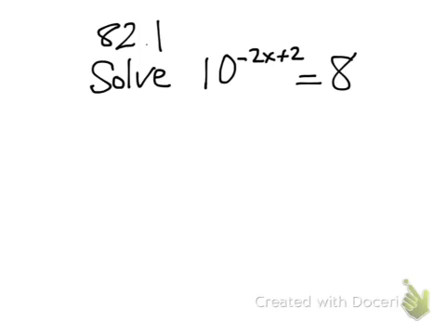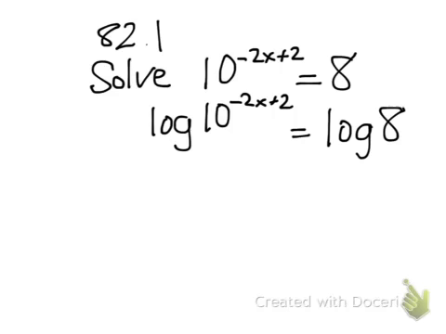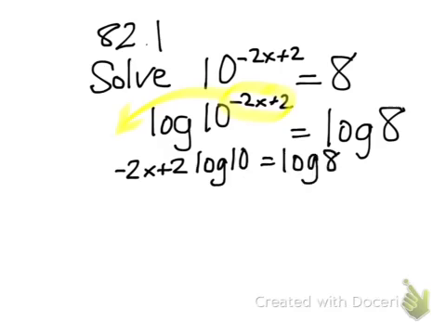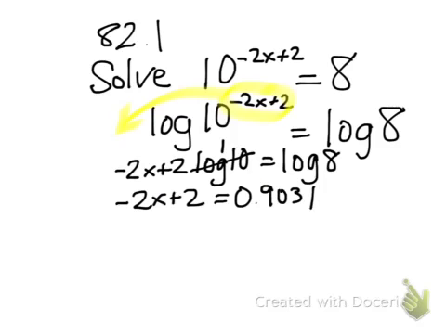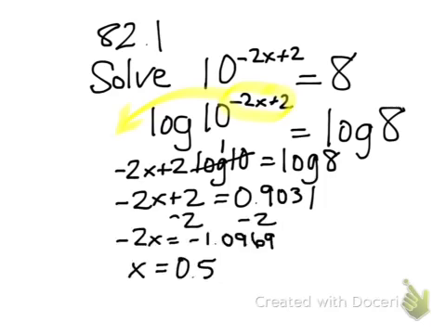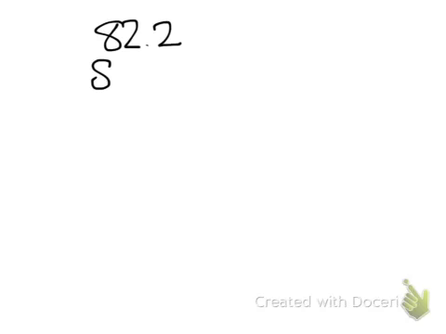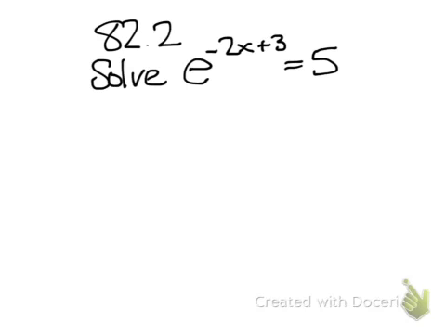Solve this problem. So the very first step is we're going to take the log of both sides. That power moves to the front, so we'll rewrite it. And then we can take the log of 10 is 1 and the log of 8 is 0.9031, and then it's just simple solving equations, and we end up with x is 0.5845.